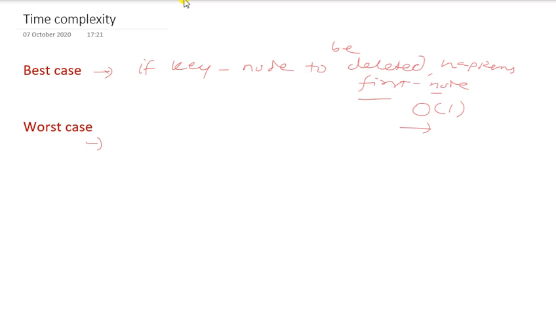Worst case is what? If it is somewhere in between, or if it is the last node. If it is the last node, we need to traverse all the nodes, and this is how the time complexity would be big O of n.